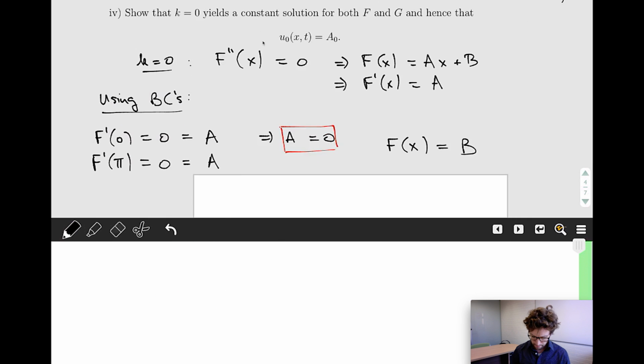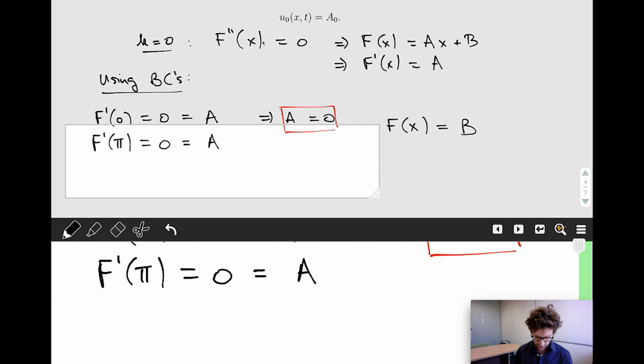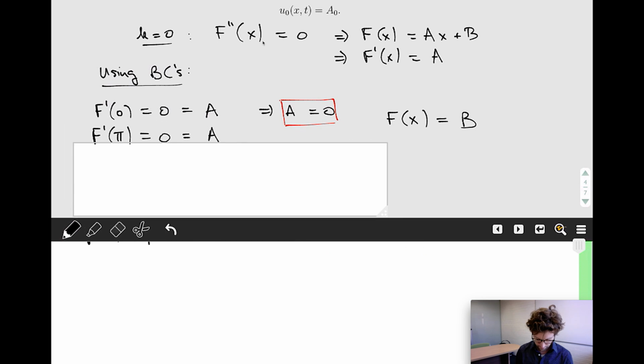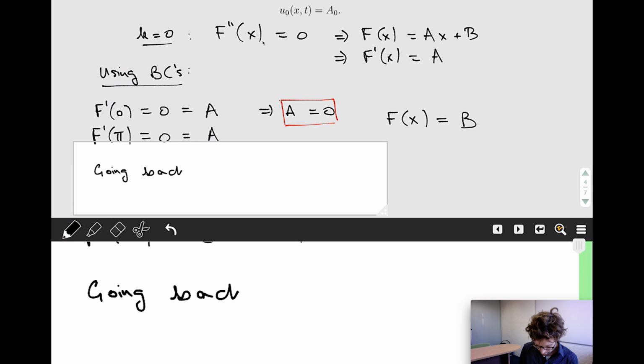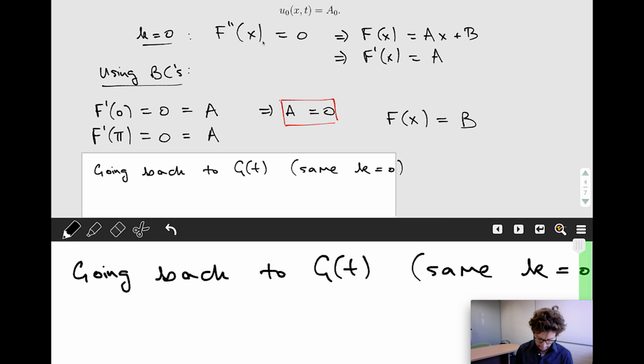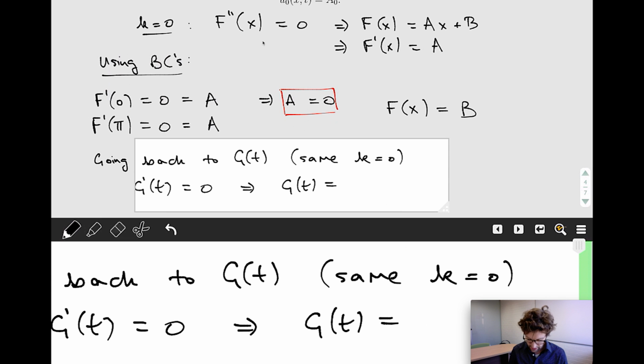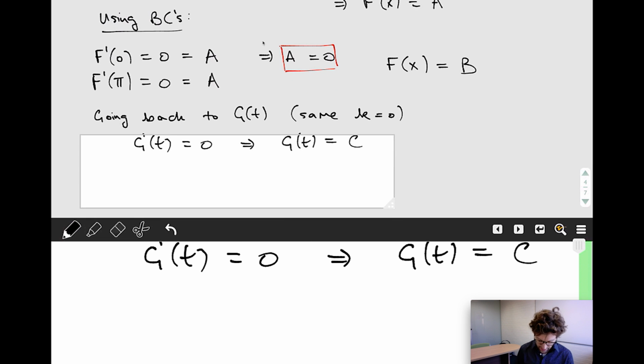So what we're going to do is look at the solution for g of t for the case of k is equal to 0. So going back to g of t, again, remember, we use the same k, and k is equal to 0 here. And that equation was g prime of t is equal to 0, for k is equal to 0, which also has the solution g of t is equal to a constant. Let's call it c.